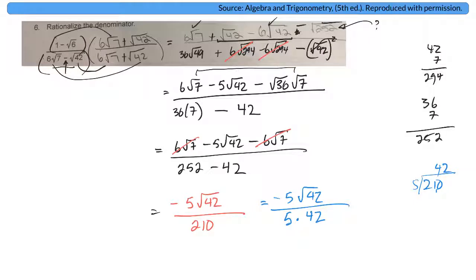And so the 5s, that's a factor of 1. They cancel. So my final answer will be negative root 42 over 42. I'd love to be able to cancel those, but one's inside a radical, one's out, so you can't. So you are done there. Hopefully that helps you with those two questions.